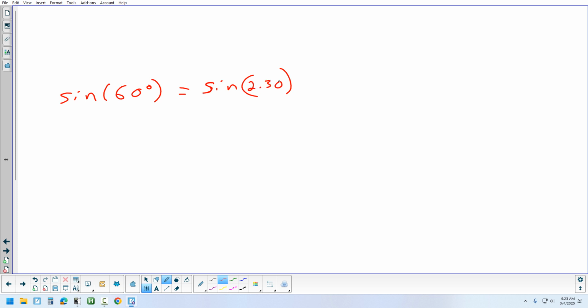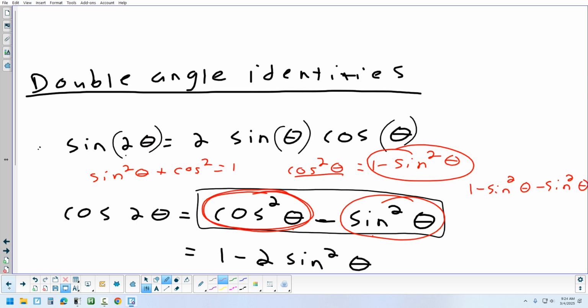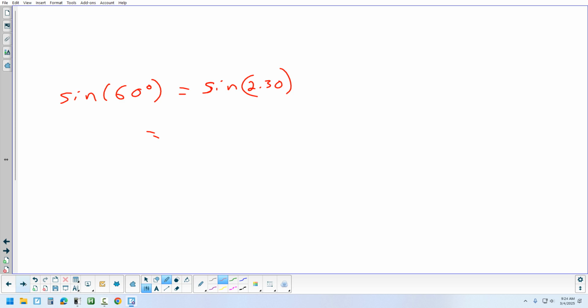Now again, this is not something you should ever need to do. I'm just showing you how the formula works. There's other things you should know how to do with that. So we don't know how to get 60, so we're going to break it up into 2 times 30. That's 2 times theta, where theta is 30. 2 sine 30, cosine 30.